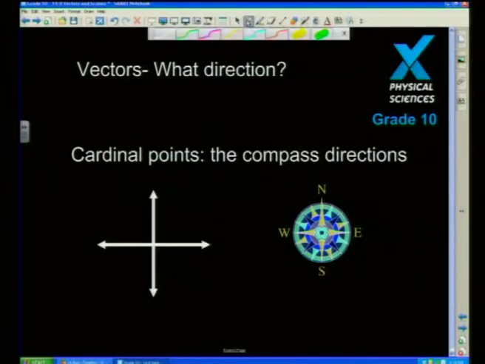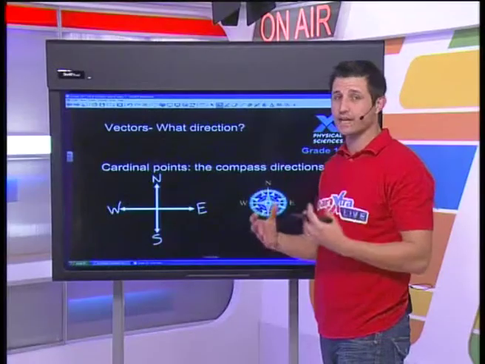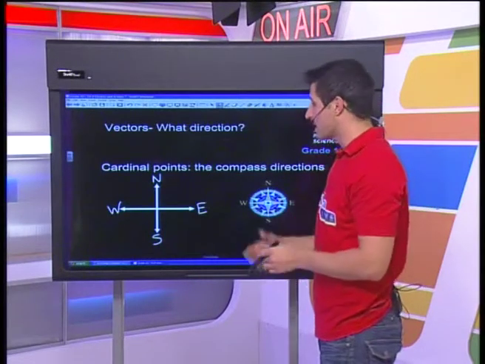So what I'm going to do is start off with these two crosses over each other, and we're going to put in our cardinal points. So I've got N for north, E for east, S for south down at the bottom, and then finally west. The problem with this is sometimes we're not actually given compass directions, and that's going to make things tricky.